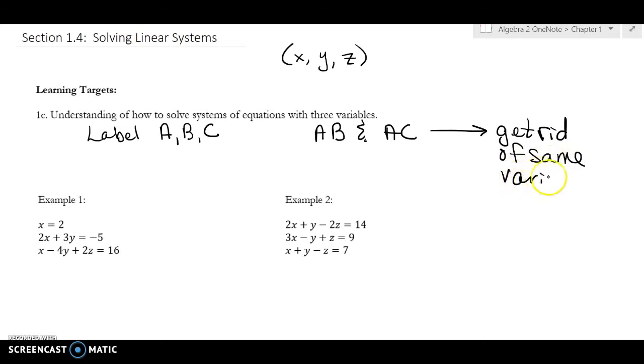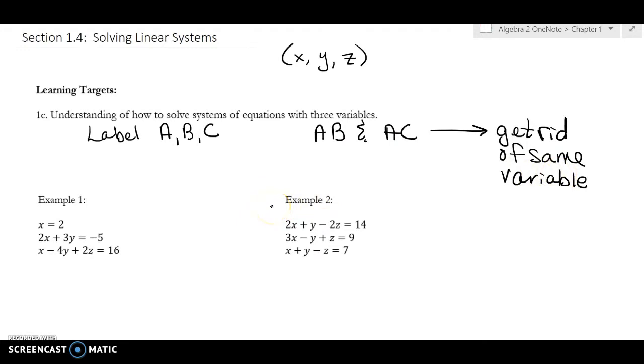Now, some of them will be solved easily, but some of them take more time. But again, if you have tricky ones where things aren't going to cross off right away, you combine two combinations and you get rid of the same variable.